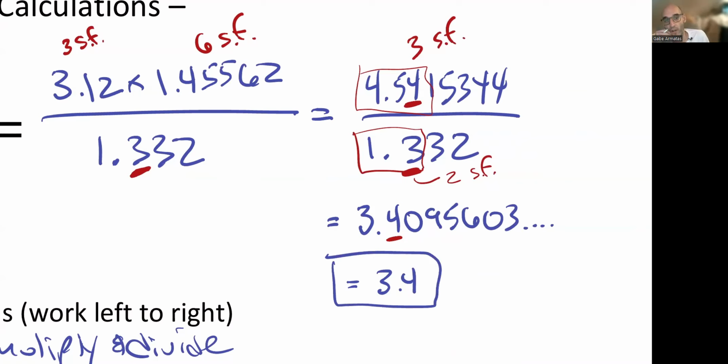I round at the very end. Do an operation, keep track. Do an operation, keep track. Do an operation, keep track. Anytime you have an underlined number, you want to keep in mind that that's how many sig figs it would have, and we need to keep that in mind, okay?